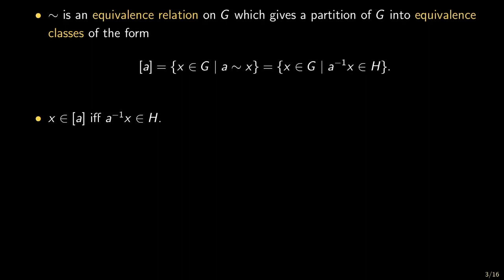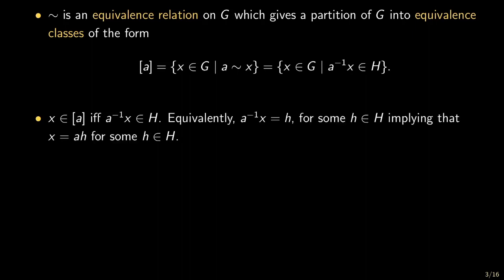But if x is related to A, and if that is true, then this means to say that A inverse x is equal to h for some element h of H. And that implies, multiplying A inverse on the left, we get x equals Ah. So, as a conclusion, we get the following. The equivalence class containing A happens to be the set of all Ah, so that h is in H.